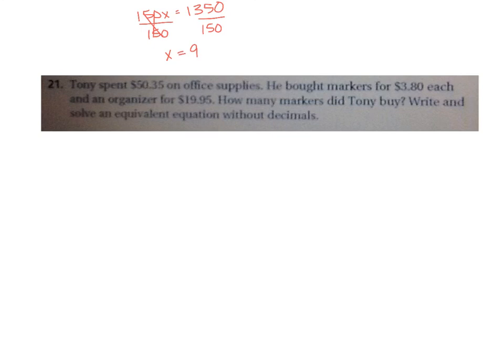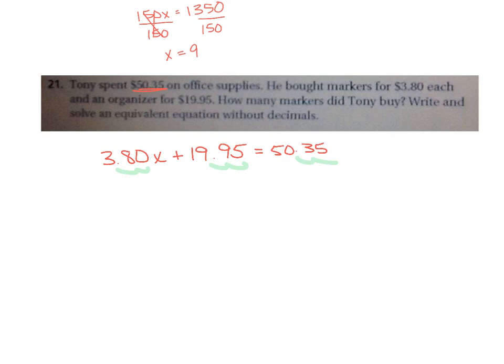So it's another one of those without decimal things. So he bought an undetermined amount of markers. So since we know it's an undetermined amount, we're going to put an x by it. Plus he bought an organizer for $19.95. And we know that his undetermined amount of markers plus his organizer equaled $50.35. Then we go through and we count the decimals to the right. 1, 2, 1, 2, 1, 2.